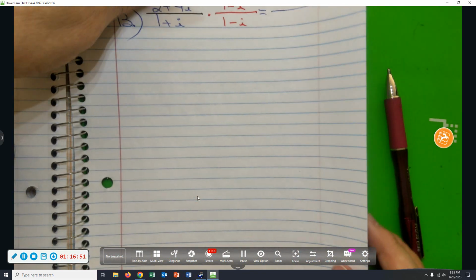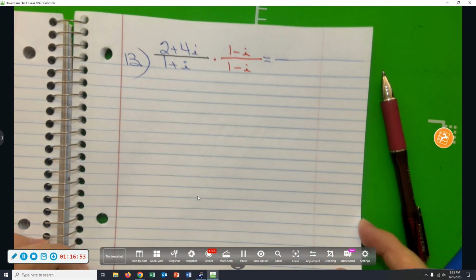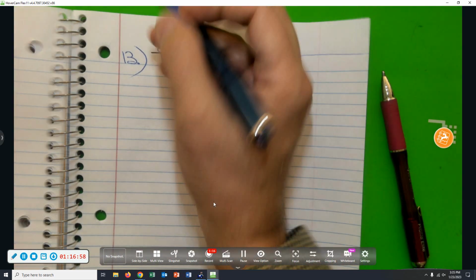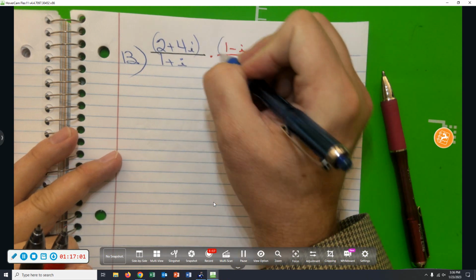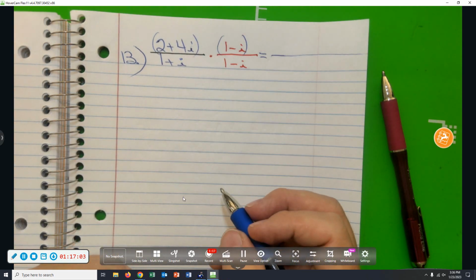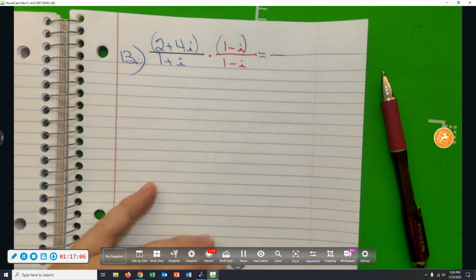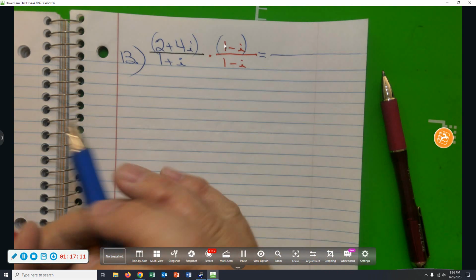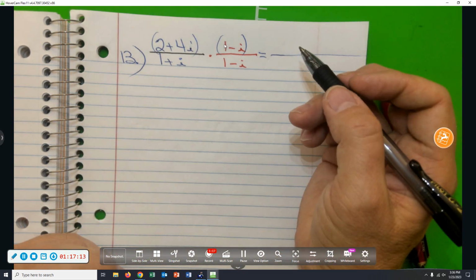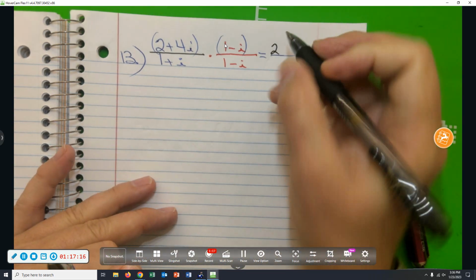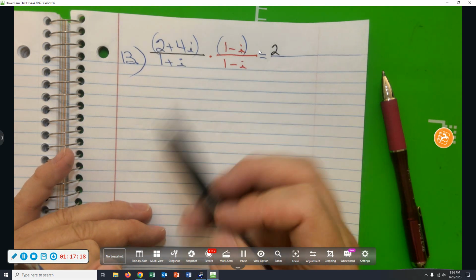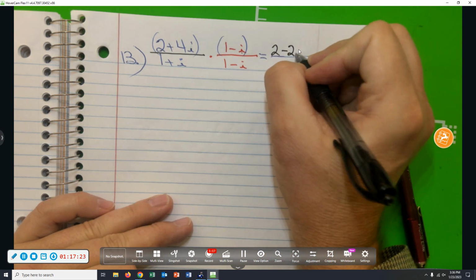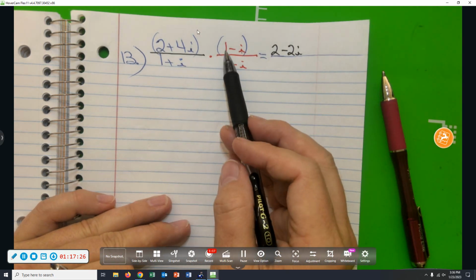That means we're going to have to FOIL out twice. We're going to have to FOIL out the numerators and FOIL out the denominators. Let's FOIL out the numerator. 2 plus 4i times 1 minus i. First, I'm going to write small. First, 2 times 1. 2, I agree. Outer, 2 times a negative 1i. Negative 2i. Inner, 4i times 1.